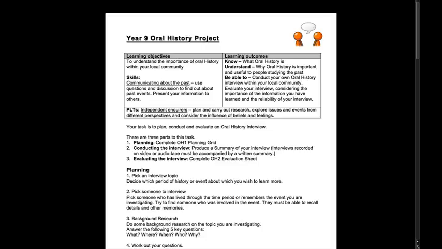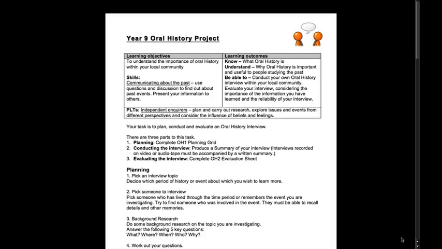The outcomes will be to know what oral history is, to understand the importance of oral history, and to be able to independently conduct your own oral history interview within your own local community, evaluate your interview, and consider the importance of the interview and the information that you have gathered. In terms of your personal learning and thinking skill, we are focusing on the independent inquirer skill. You're going to plan, carry out, research, explore issues and events from a different perspective, someone else's views.